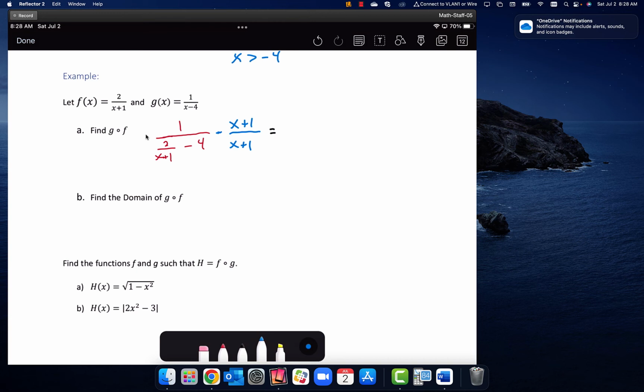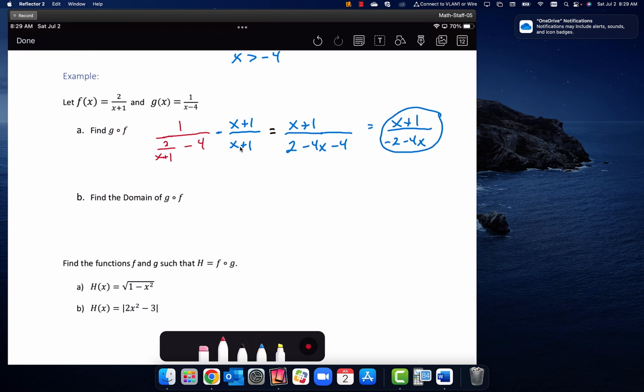So let's multiply. In the numerator, x plus 1. In the denominator, we have x plus 1 times the fraction. Notice the denominator is going to cancel with the x plus 1. You're left with just a 2. Then we need to distribute the negative 4. We get negative 4x minus 4. So we get x plus 1 over negative 2 minus 4x. And this is our composite function g of f.